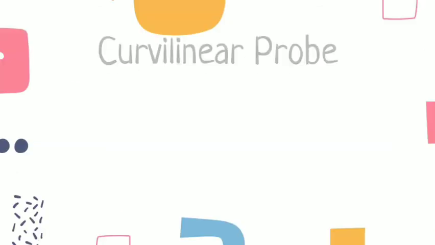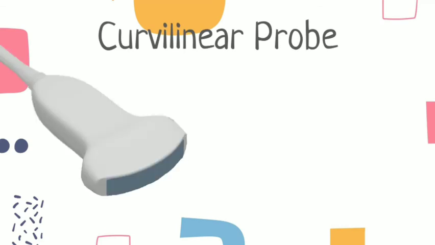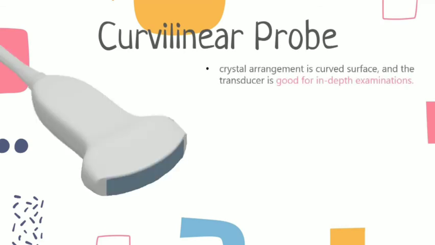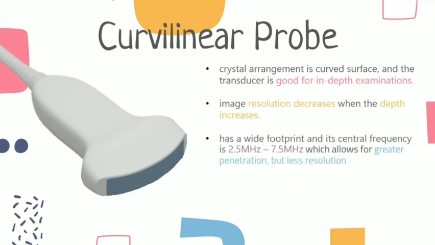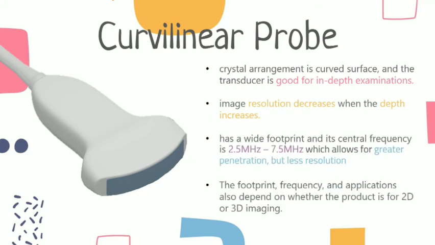The crystal arrangement for a curvilinear probe is a curved surface, and the transducer is good for in-depth examination. The resolution will decrease when the depth is increased. It has a wide footprint and its central frequency is 2.5 MHz to 7.5 MHz, which allows greater penetration, but the resolution will be decreased. The footprints, frequency, and application depend on whether the product is for 2D imaging or 3D imaging.